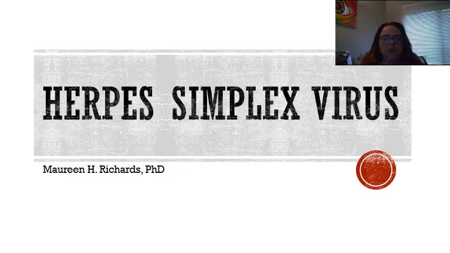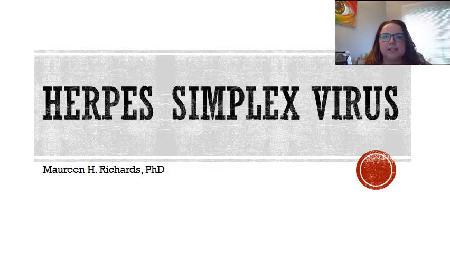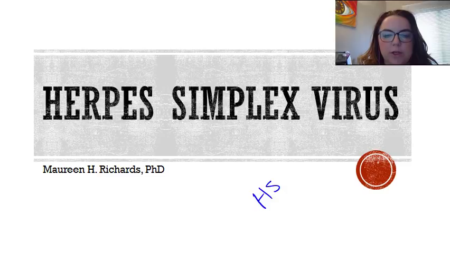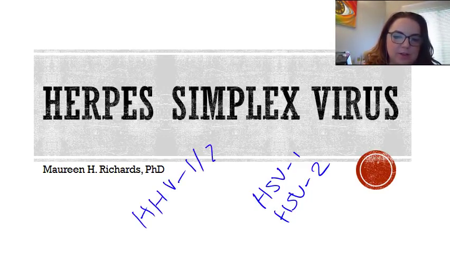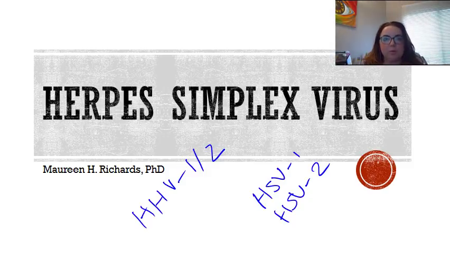In this video, I'm going to talk about herpes simplex virus. Herpes simplex virus is, well, actually, it's two viruses. It's HSV1 and HSV2, also known as human herpes viruses 1 and 2. Remember, we have 8 human herpes viruses, so the human herpes virus group includes a whole bunch of them.